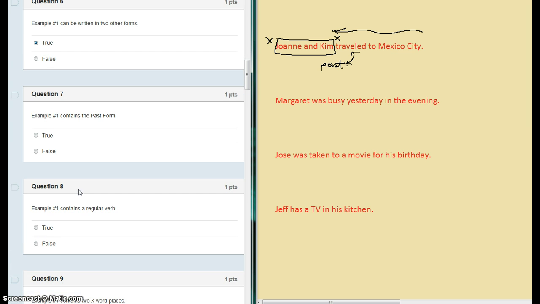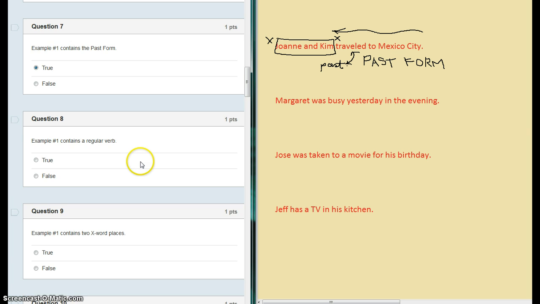Question number 7. Example number 1 contains the past form. That's absolutely right. I forgot to write this down. But the verb form in example number 1 is the past form. Okay, I'll do the whole thing. Form. Okay, that's fairly legible. So example number 1 contains the past form.